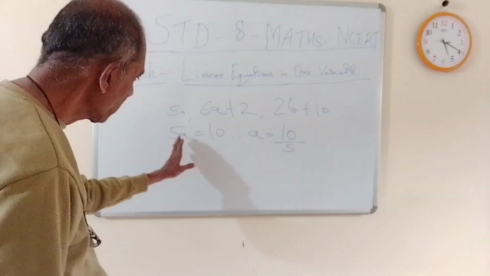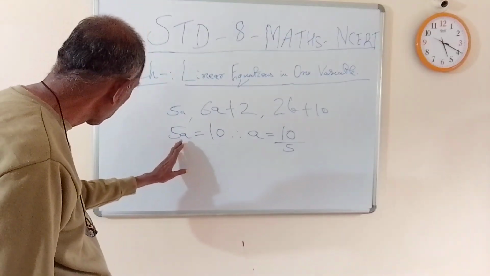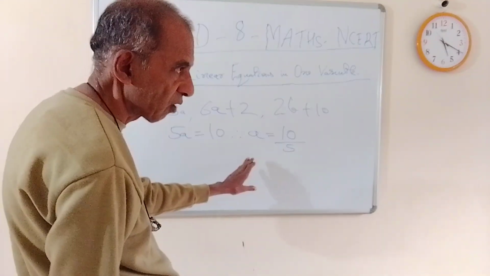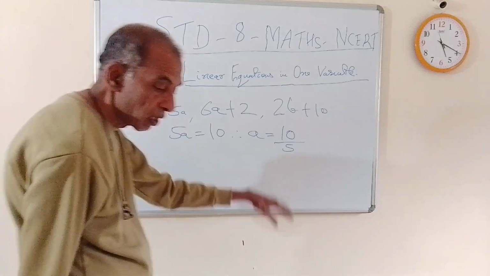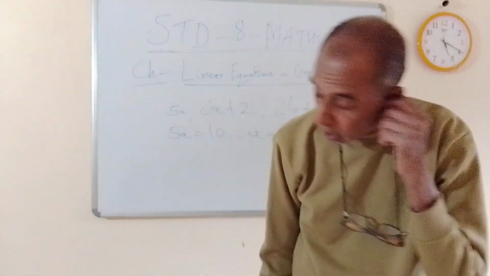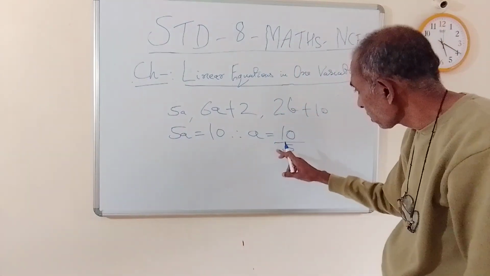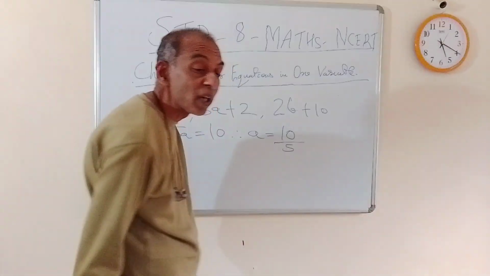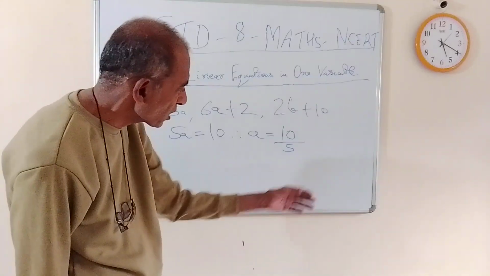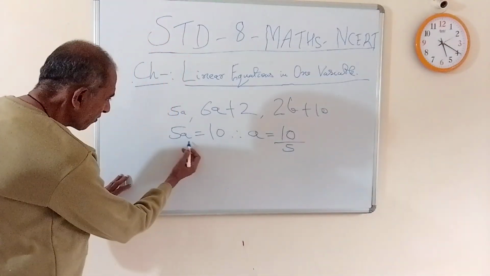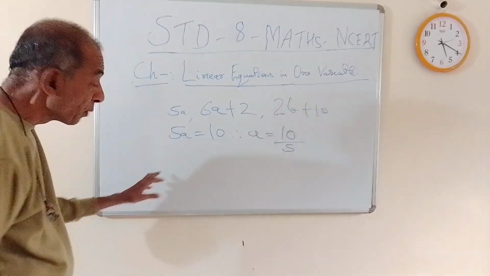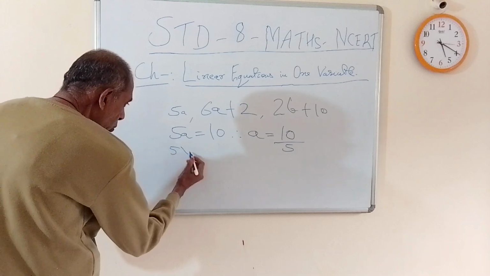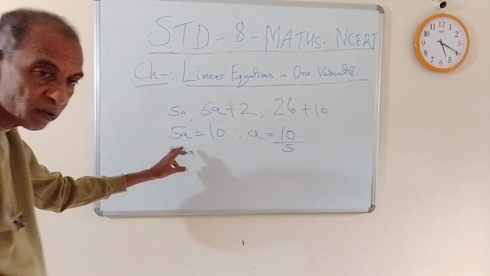Okay, so we are taking the value of this coefficient of a, 5 apples, on the right side of the equation. This is the left side of the equation, we are taking it to the right side of the equation. Now, here I have written a is equal to 10 upon 5. Why not 10 minus 5? You can ask me why not. Because 5a is in multiplication. 5a means 5 into a. It is 5 into a, becomes 5a.